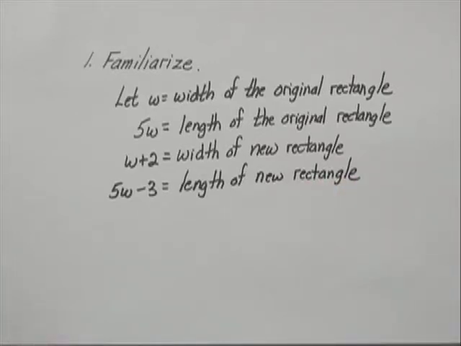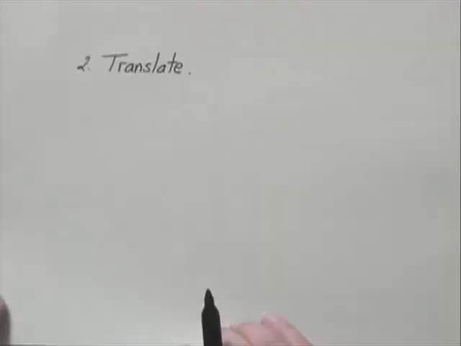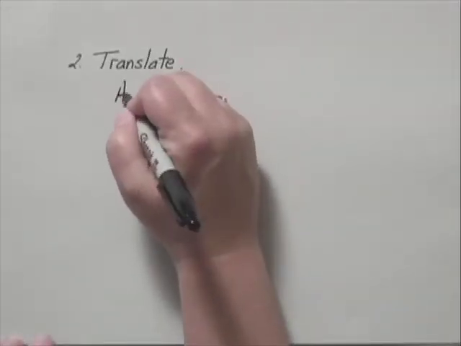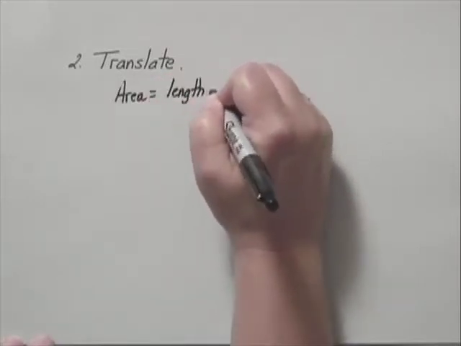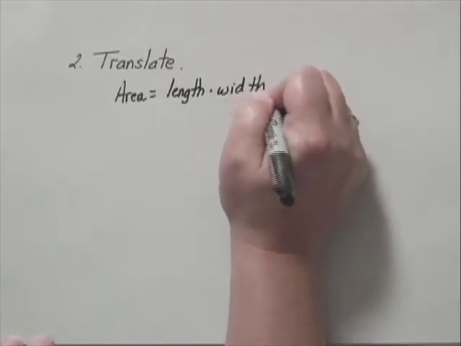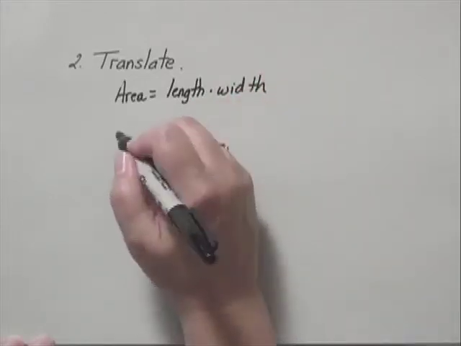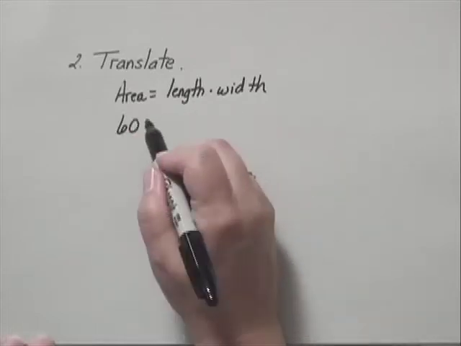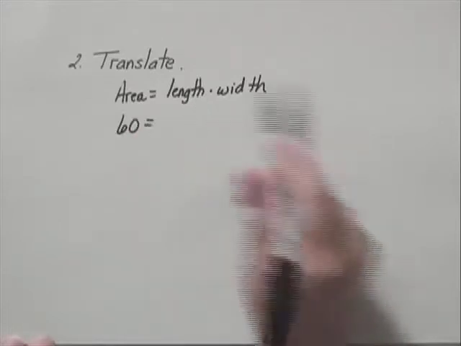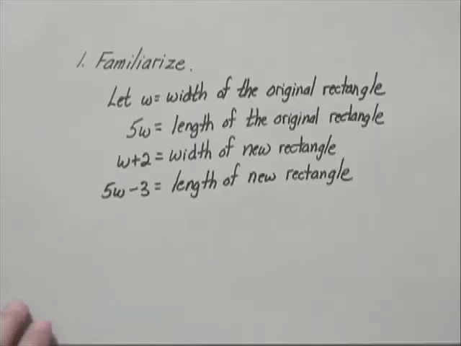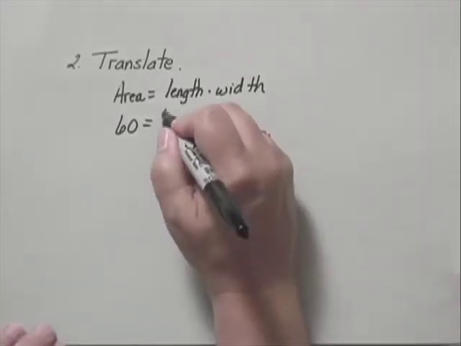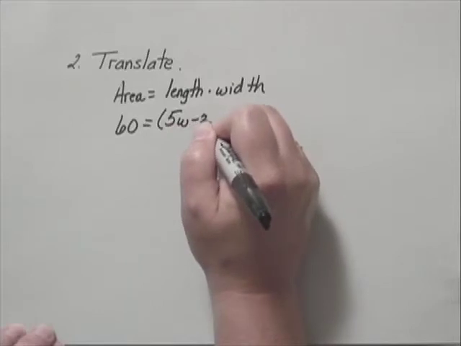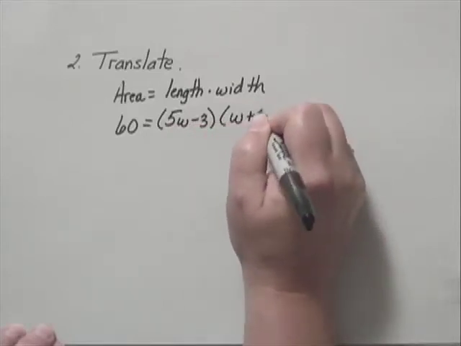To translate, we'll use the formula for the area of a rectangle. Now the area of a rectangle equals length times width. We're given the area of the new rectangle would be 60. And so I want to use the length of the new rectangle, which if I look back here, was 5W minus 3, and the width of the new rectangle was W plus 2. So I use 5W minus 3 for the length and W plus 2 for the width.